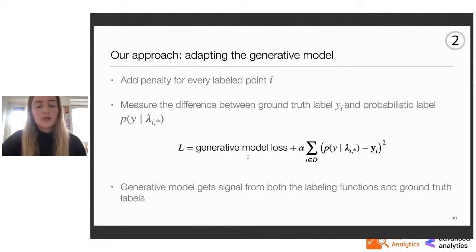We keep the same labeling functions, but then also add a penalty for every point that has been labeled. And this penalty makes sure that the outputs from the generative model more closely reflect the true labels that we found. So the penalty measures the difference between this true label and the probabilistic labels that are given by the generative model.